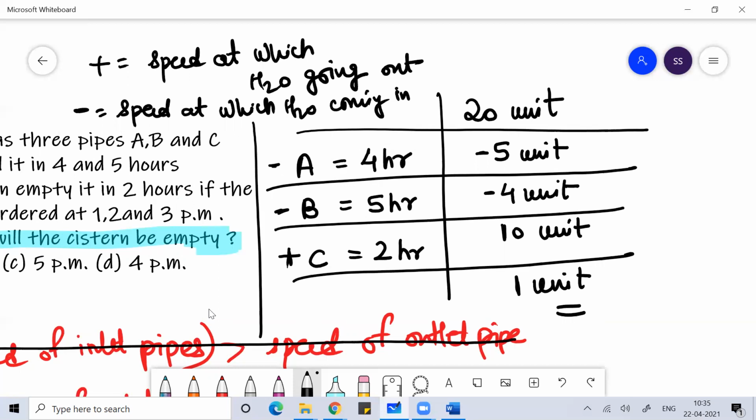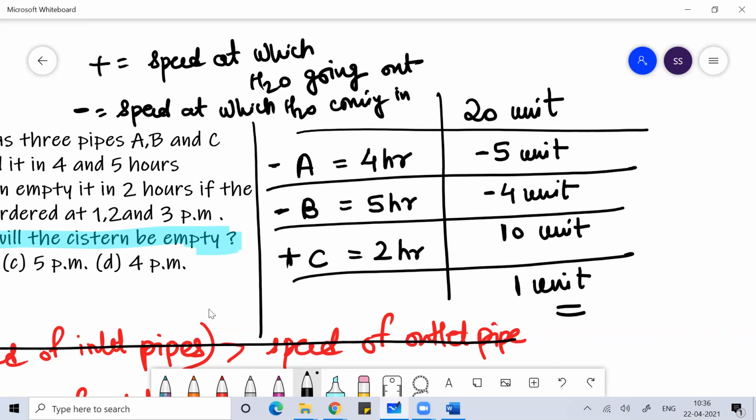Here the negative work, or the rate at which the water is going out, I put with a plus sign, and the water coming in I put with a minus sign, because I know the final outcome. I know the system will get empty. So every hour, 1 unit of work is happening. If the total work is 20 units, the system gets empty in 20 hours. I hope you can easily understand this.